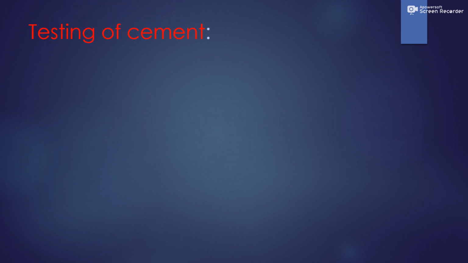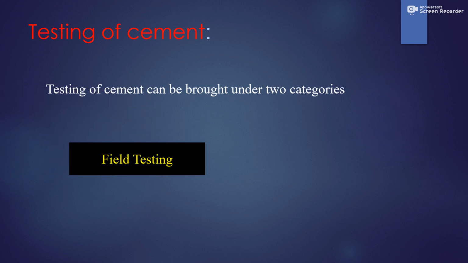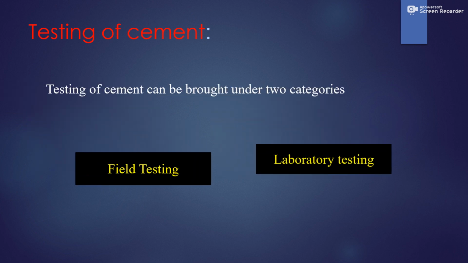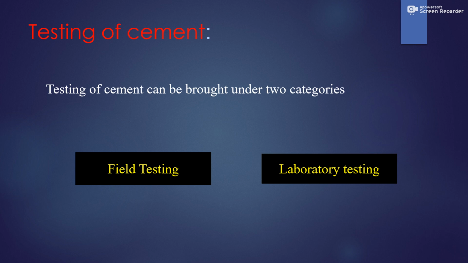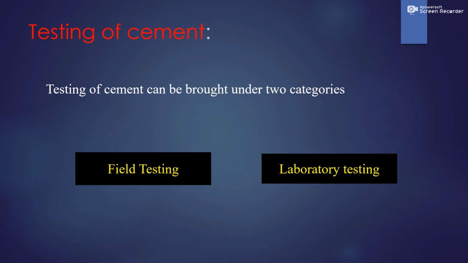So testing of cement can be done in both the ways, which means it can be done in the field as well as in the laboratory. So testing of cement can be brought under two categories. The first one is field testing and the second one is laboratory testing. So in this video we are going to learn about the field test. What are the various field tests? That all we are going to learn in this video.